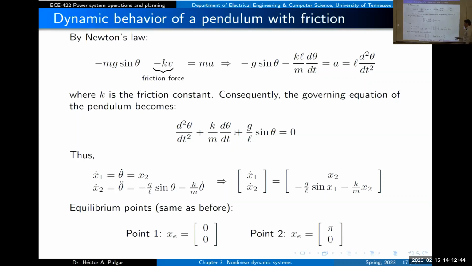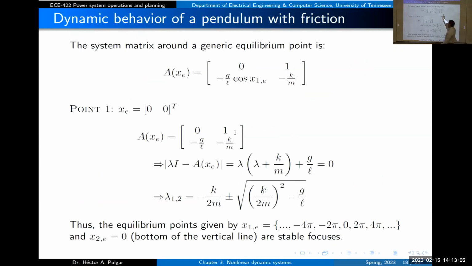Now, when we do the linearization, the first row of our matrix A will be the same, but the second row will be different. Now, the second term of the second row will be negative K over M. That's the new term that we are adding. So when this is 0, then we evaluate the matrix. This is the generic matrix. This is the new term that shows up because of the damping. And then this is the matrix. We get the eigenvalues using the characteristic equation, and this is the solution we get.